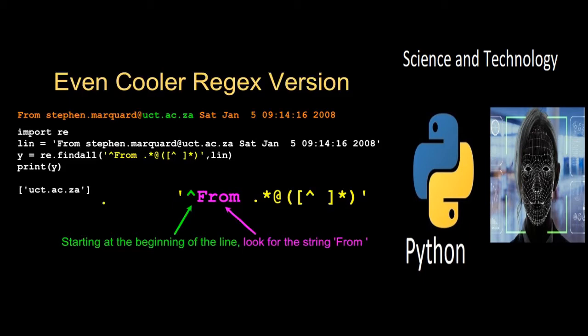So again, we say start from the beginning of the line, and it's got to be a "From", followed by a space, and then followed by any number of characters, dot star, followed by an @ sign. So this has to match. We see a space, then any number of characters, and then an @ sign, and then we start extracting: non-blank, non-blank, non-blank, non-blank, non-blank, up to a blank, stop extracting, and out that comes.